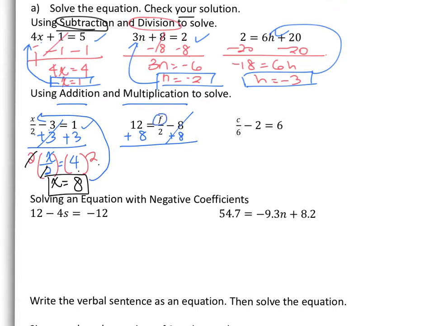12 plus 8 is 20. Recopy f over 2. And now I can multiply both sides by the reciprocal of 1 over 2. And now I can continue to solve for my variable f. 2 times 20 is 40. Let's do a quick check. 40 divided by 2 is 20. 20 minus 8 is 12.